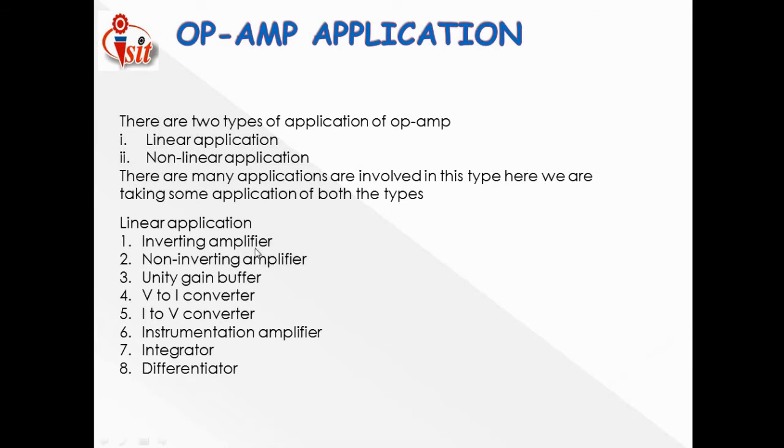Then voltage to current converter. This type of amplifier is used to convert voltage in terms of current. And fifth is I to V converter. It is used as a current to voltage converter. That means conversion of current into voltage. Then instrumentation amplifier, and then next is an integrator. Integrator is used for the integration purpose, similar to its use in a maths application. Then 8th number is a differentiator.